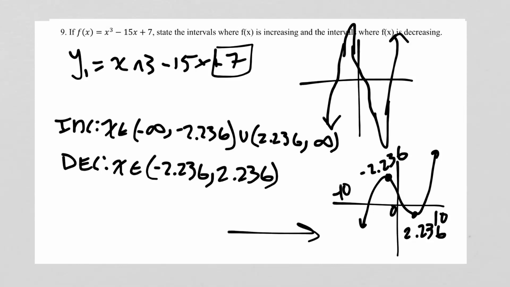Read it like a book, left to right. Is it going up? It's increasing. Is it going down? It's decreasing. And what else to keep in mind? Keep in mind we're only interested in x values. Don't care what y is, only interested in x.